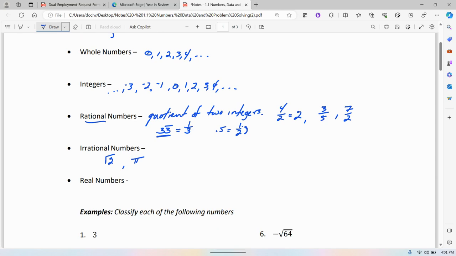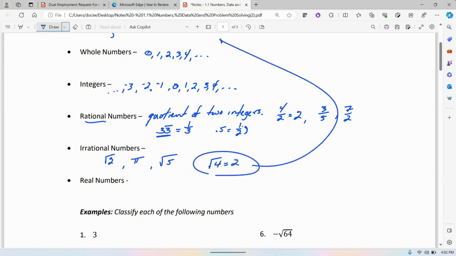In the math that we do, particularly in this college algebra course, the most common irrational numbers we're going to see are the numbers that are square roots of non-perfect squares. So, for example, the square root of 4 is not an irrational number because that equals 2. So that actually is a natural number, even though it has the radical.